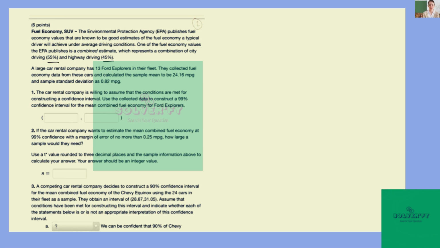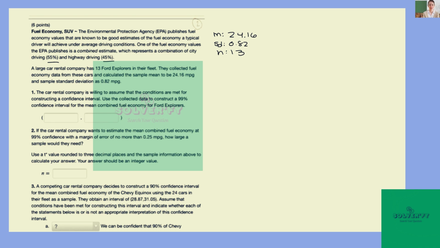A large rental company has 13 Ford Explorers in their fleet. They collected fuel economy data from these cars and calculated a sample mean of 24.16 miles per gallon and a sample standard deviation of 0.82 miles per gallon. The car rental company is willing to assume that the conditions are met for constructing a confidence interval. Use the collected data to construct a 99% confidence interval for the mean combined fuel economy for Ford Explorers.